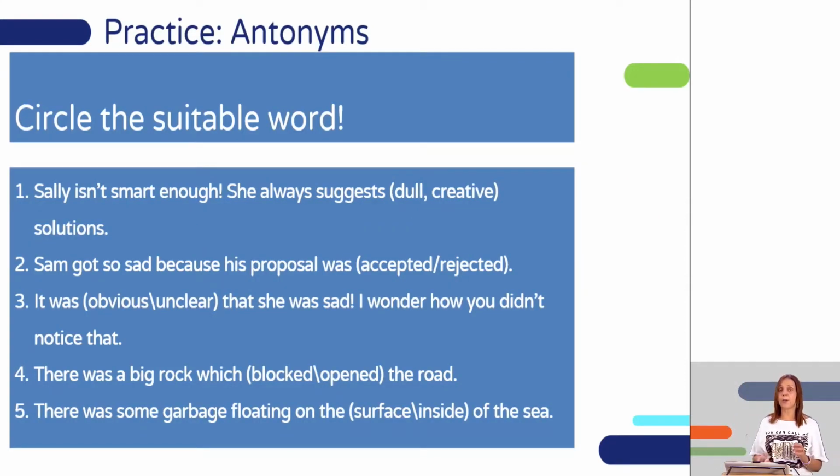Now you need to circle the suitable word. You need to choose the word or its antonym. Sally isn't smart enough. She's not smart. She's not intelligent. She always suggests dull or creative solutions because she's not smart, so she can't come up with creative, original things. So the correct word is dull.